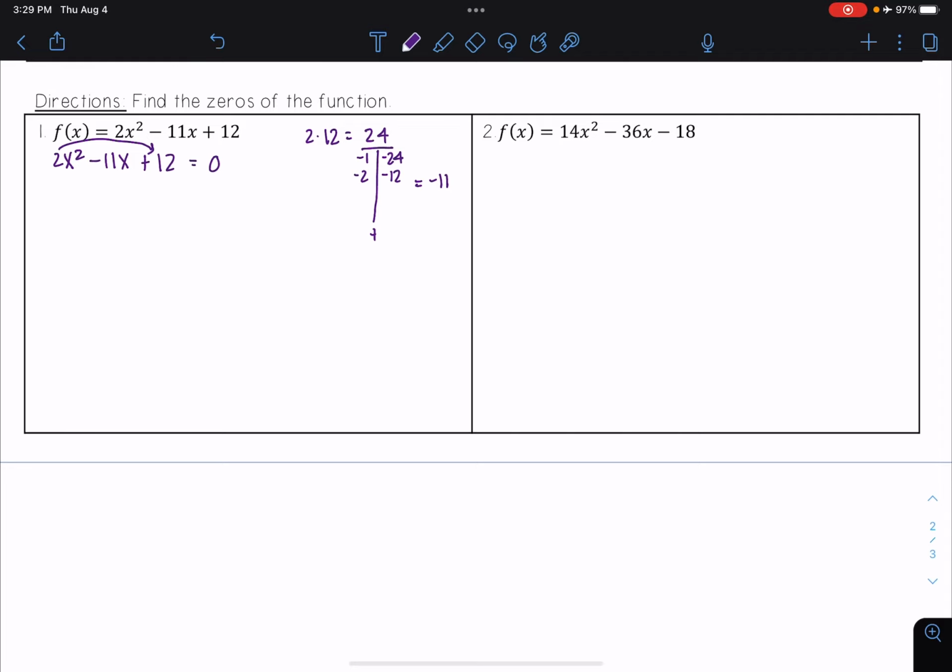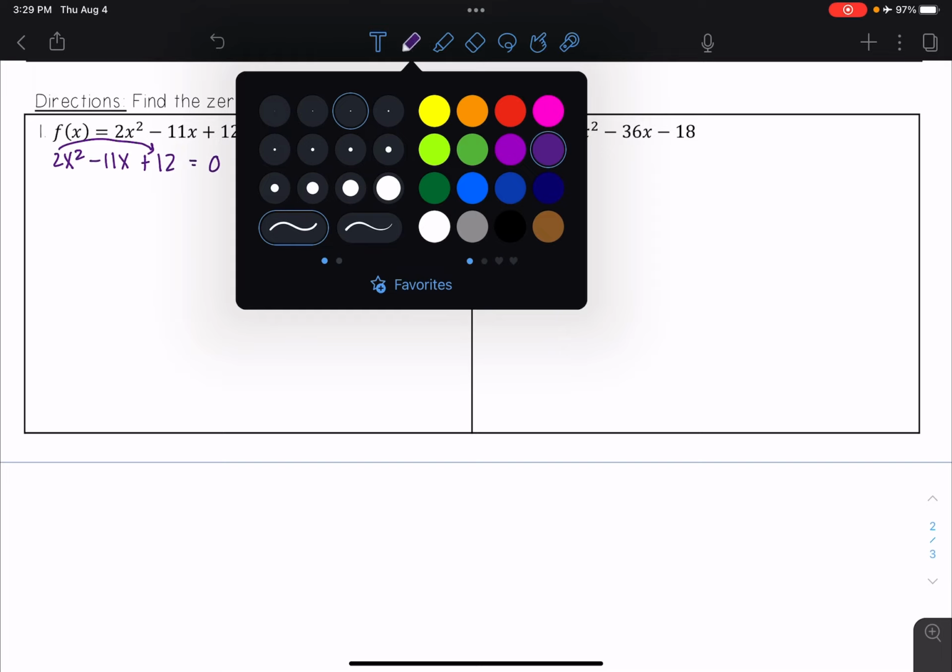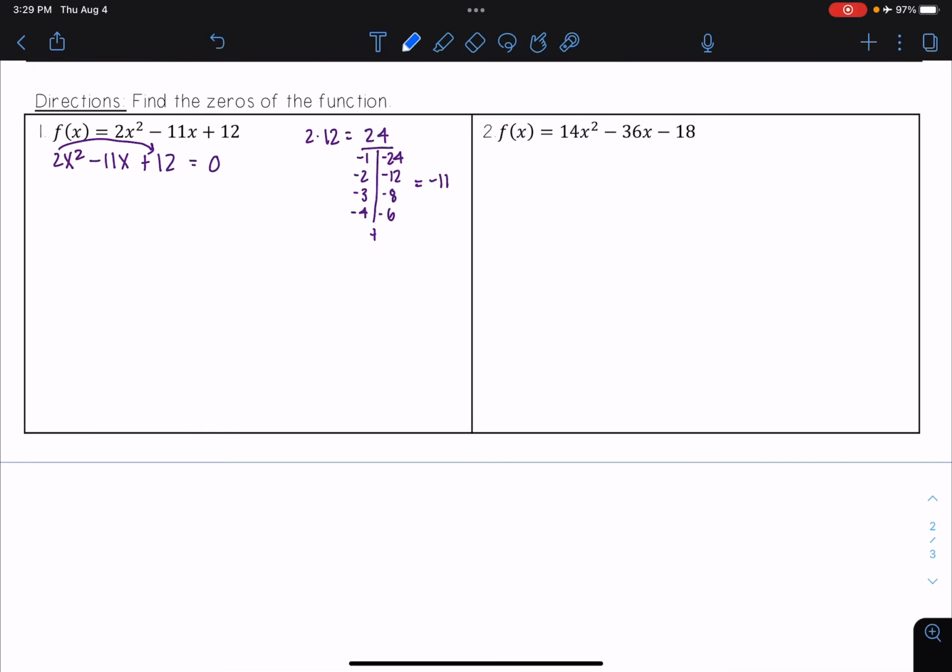Negative 2 times negative 12 is 24. And negative 3 times negative 8. And negative 4 times negative 6. And so looking at those pairings and seeing which ones add to negative 11, I see I get negative 3, negative 8. And so I'm going to use those to split the middle. So instead of negative 11x, I'm going to have negative 3x minus 8x. And then I'm going to bring down my 2x squared, bring down my 12.